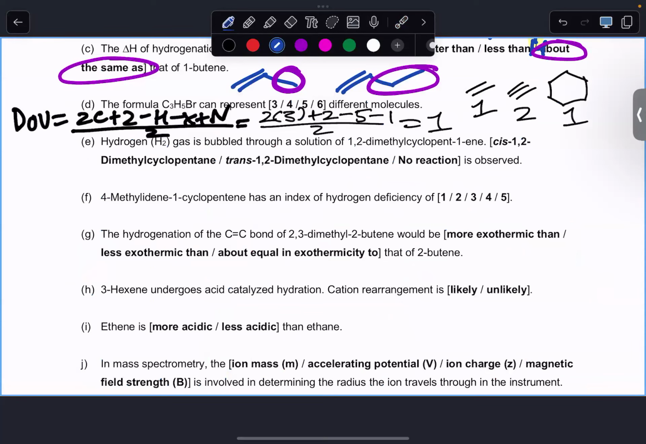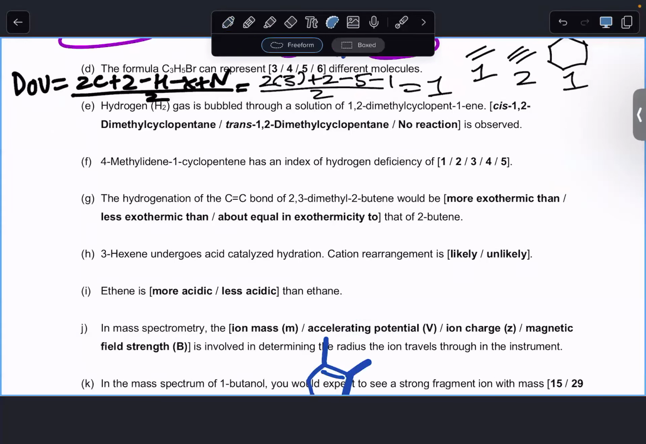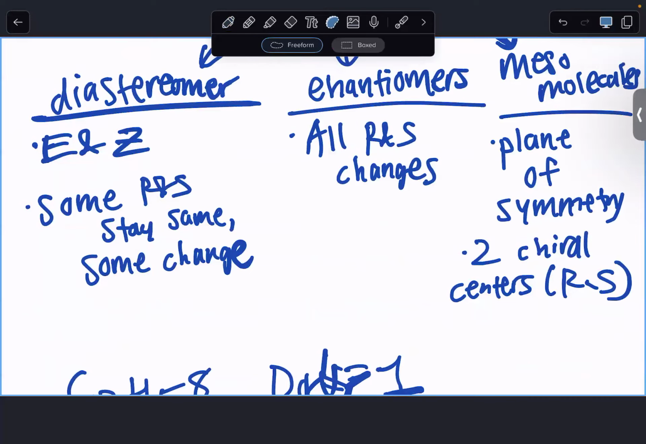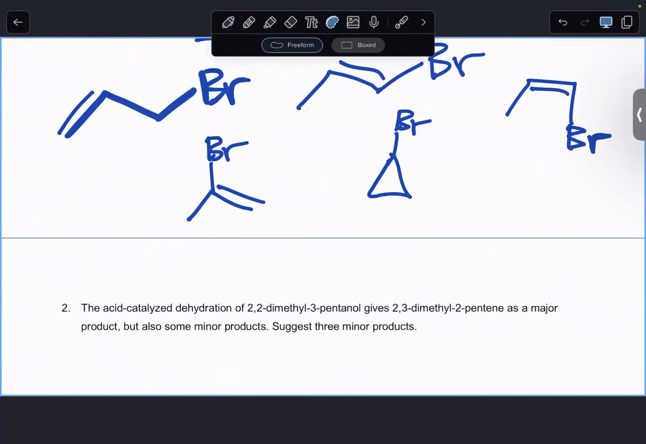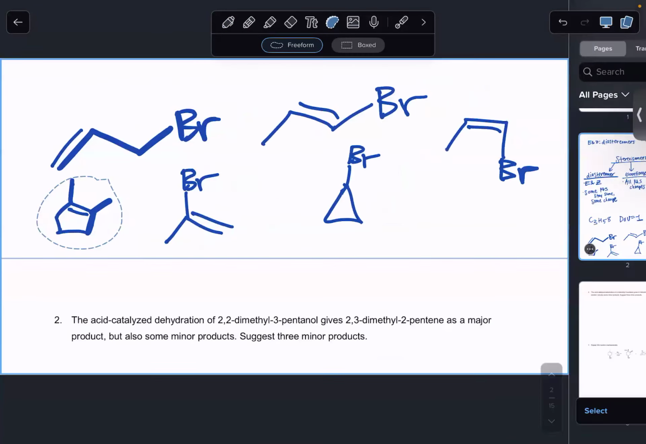So the next one is talking about H2 gas to bubble through a solution of 1,2-dimethylcyclopent-1-ene, where our main chain is cyclopent-1-ene with an alkene there. 1, 2, right? So this is our structure here. They said that the reagent is just H2 gas. So let's just put that H2 gas right down here.